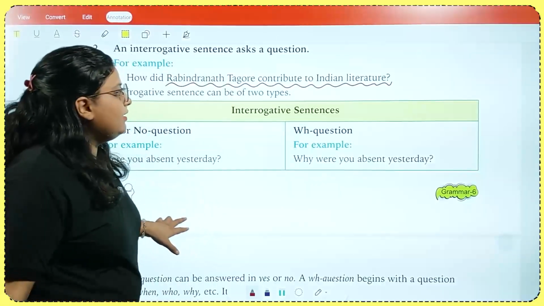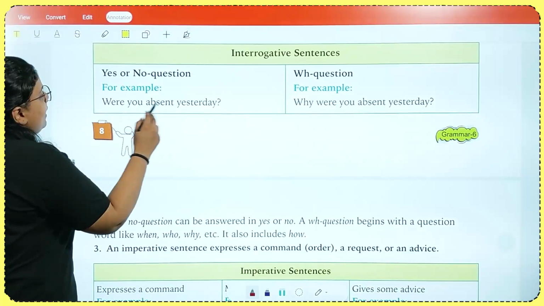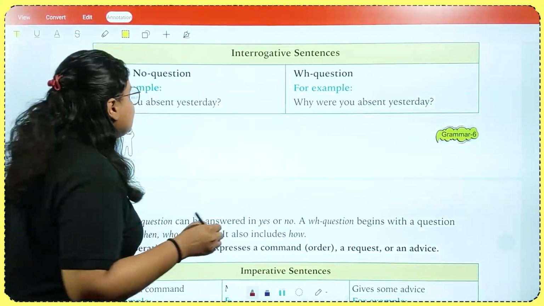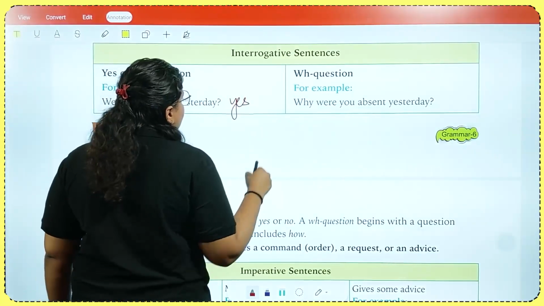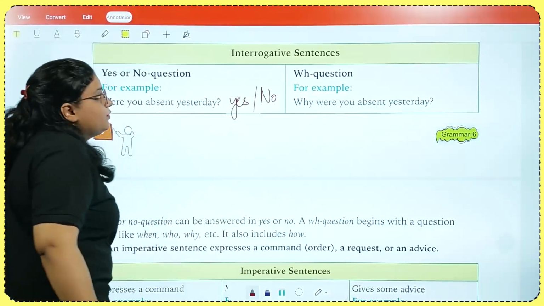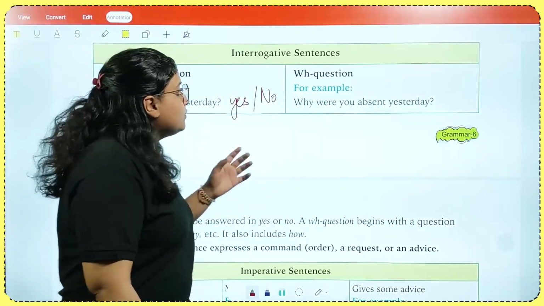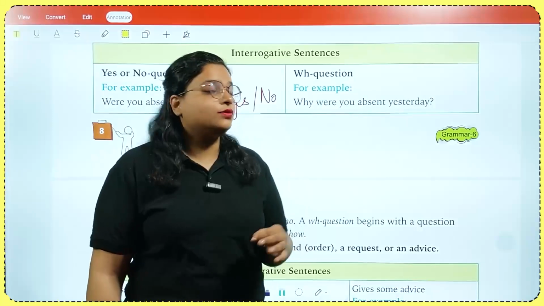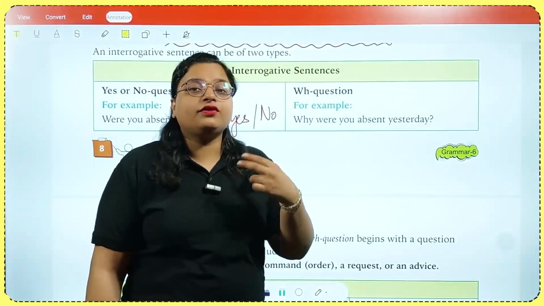So these are our WH questions. Yes no questions. Were you absent yesterday? अब आप इसका you can answer this simply in a yes, yes I was absent, or a no. You can say in a yes or no. But when we talk about WH questions, इसमें क्या होता है? Why were you absent yesterday? आप कल क्यों नहीं आए थे? Is the question asking. तो इसमें you have to give a statement. You have to give a reason.